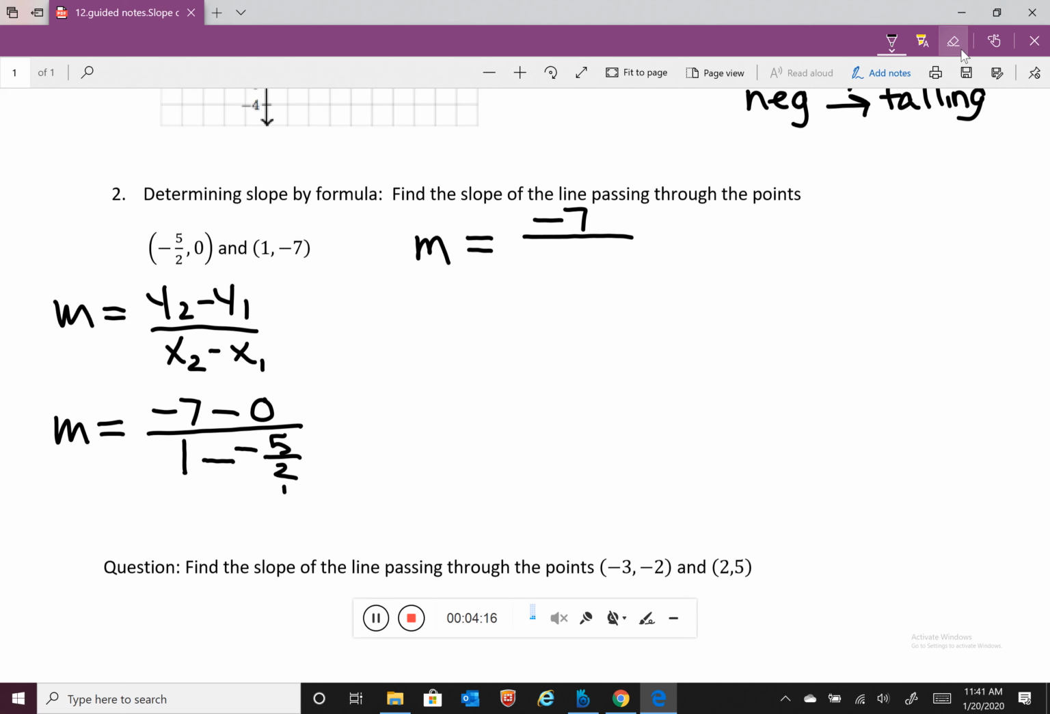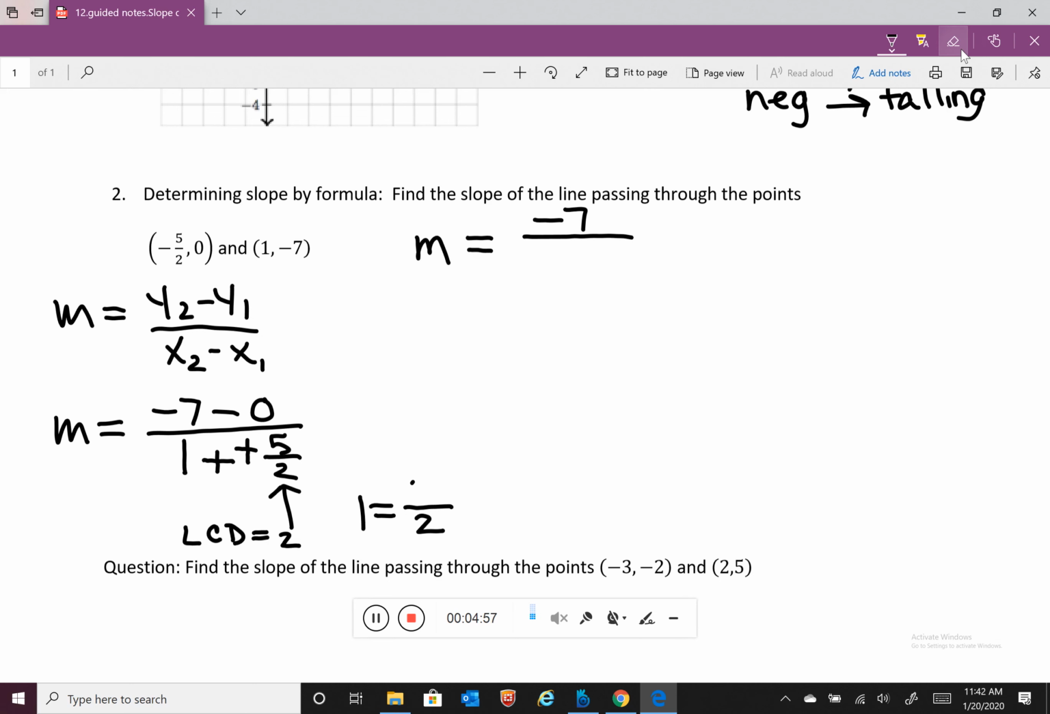Secondly, I'm going to notice that in our denominator, we have a fraction. So in order to perform this subtraction, I need to get a common denominator. The other thing I'm going to notice is we have a subtraction of a negative, so that actually becomes addition of the positive. So our common denominator between 1 and 5/2, our least common denominator, is 2. So 1 is equivalent to what over 2?